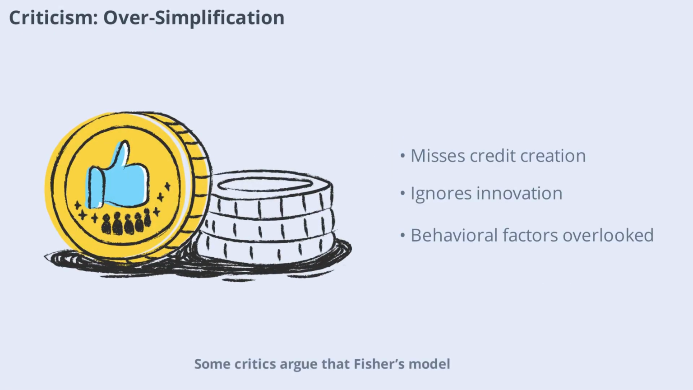Some critics argue that Fisher's model oversimplifies the complex nature of economies. By focusing mainly on money supply and velocity, it may miss important dynamics like credit creation, financial innovation, or behavioral changes. Recognizing these limitations is important for a balanced understanding.